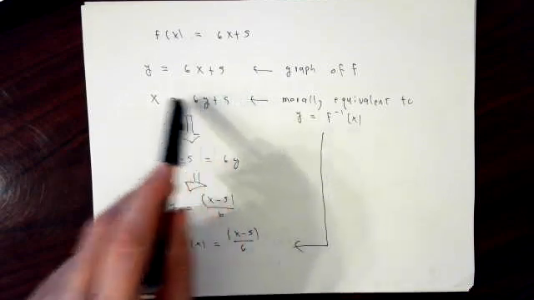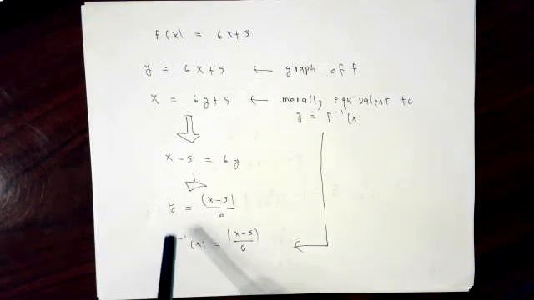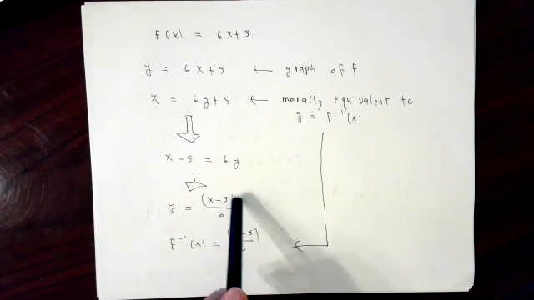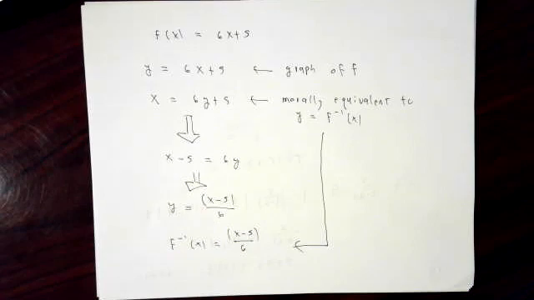Morally speaking, that is equivalent to y equals f inverse of x. So if I can solve this equation for y in terms of x, I claim that's going to be f inverse at x. And that's easy. Subtract 5 from both sides, divide both sides by 6. This equation, which philosophically means the same thing as y equals f inverse of x, is the same as y equals x minus 5 over 6. This has to be f inverse of x. So I claim that f inverse of x is the number x minus 5 divided by 6.